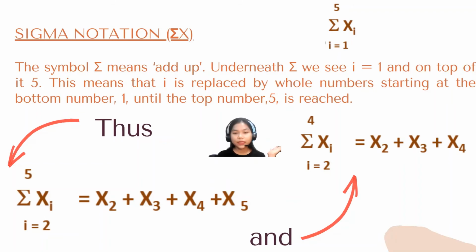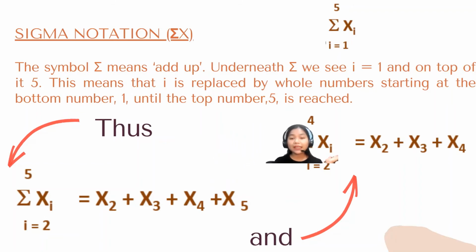How about this notation? Summation of xi as i goes from 2 to 4. What are the values that we need to include? Only 3 values, because 2, 3, 4. So x2 plus x3 plus x4. So if we have this summation notation, we could expand this by giving these values.